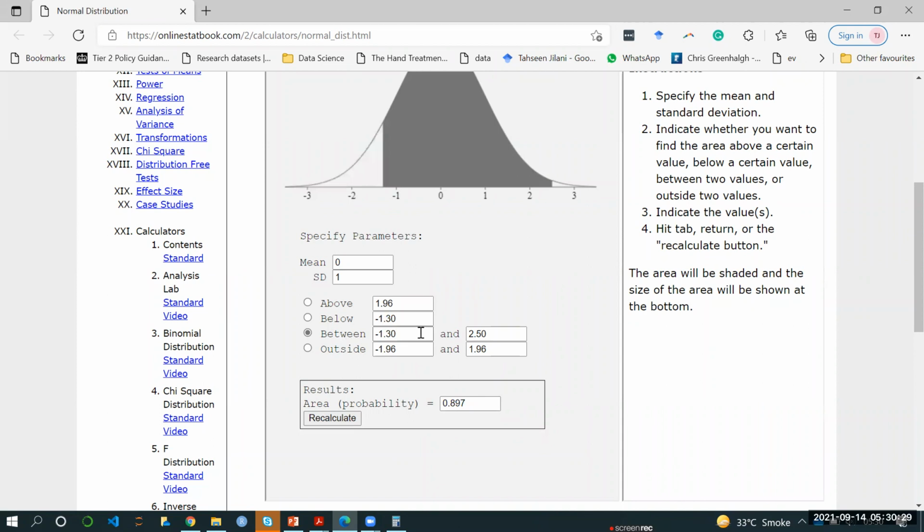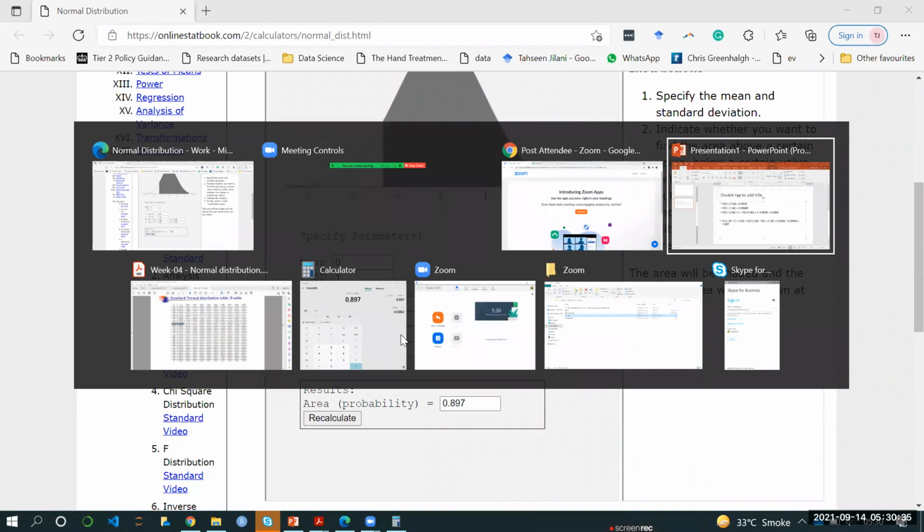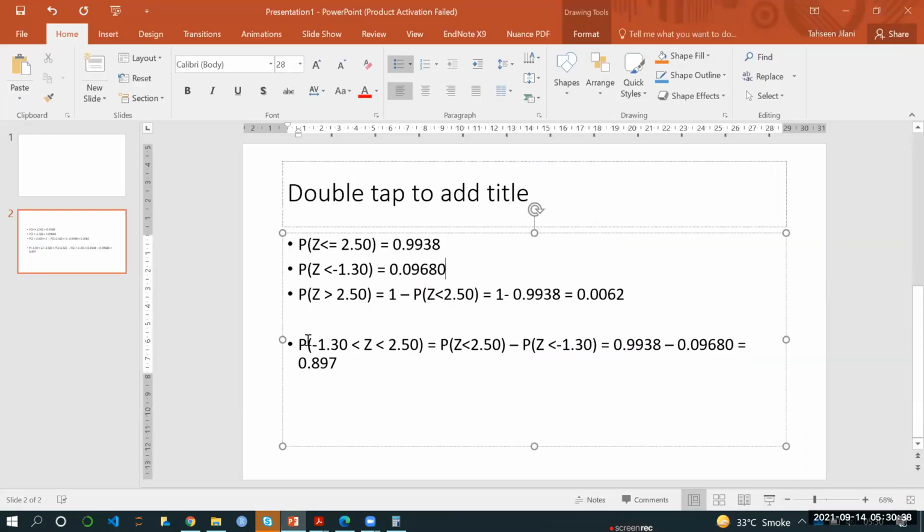If I want to find values between, suppose, minus 1.3 and 2.5, then we do upper limit z value probability minus lower limit z value probability. We have found that the upper limit probability value is this and the lower limit value is this, and 89.7% of the area lies between minus 1.30 and plus 2.50.